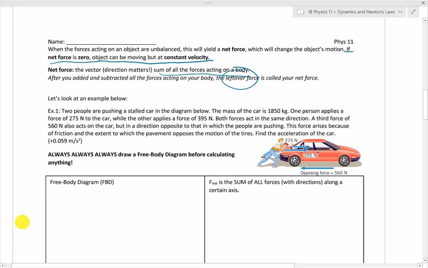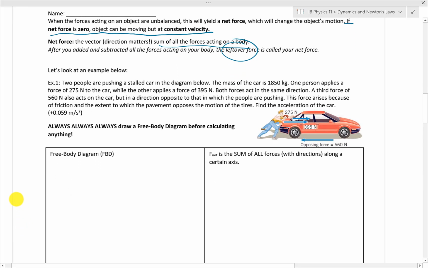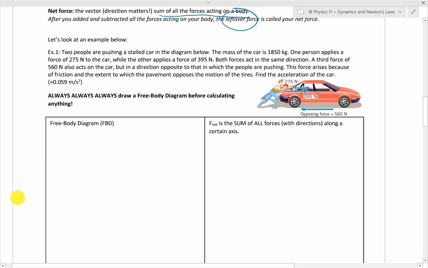This is probably not going to make sense until you see an example. So I will see you for an example coming up, talking about how to apply Fnet and free body diagrams to a question.